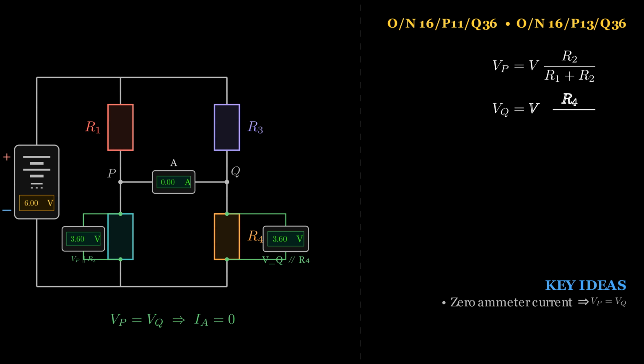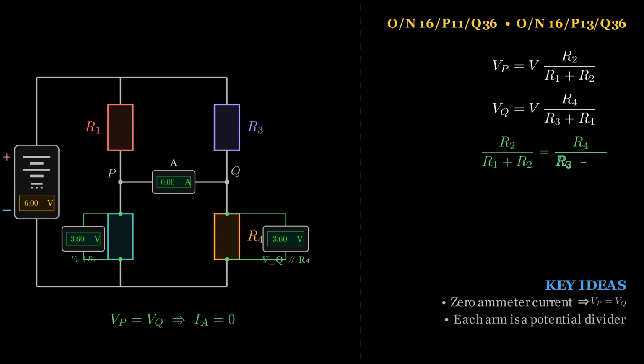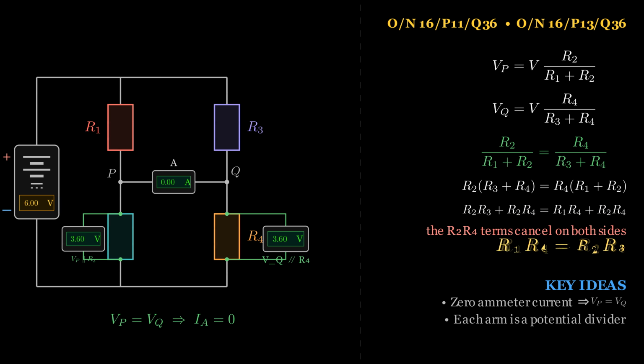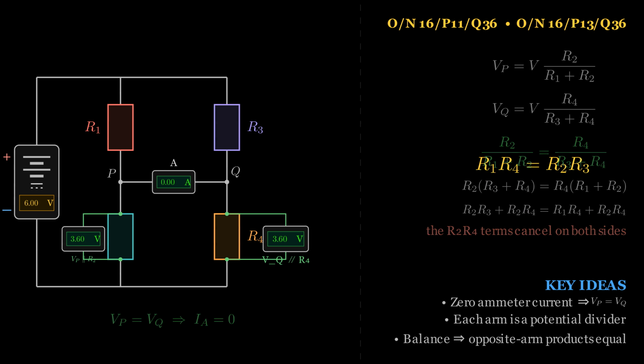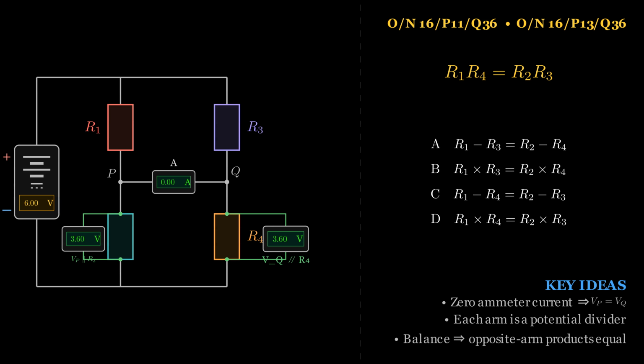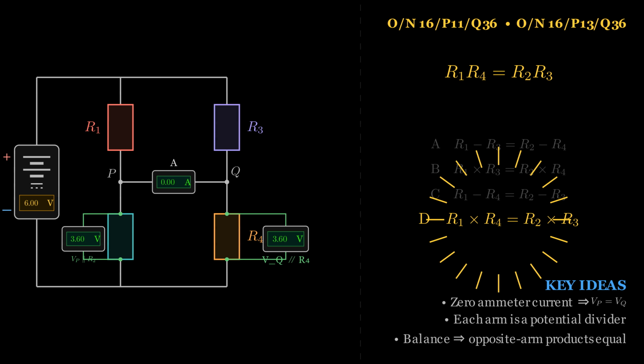Each arm is a potential divider. Equating ratios gives the balance condition. The R₂ R₄ terms cancel, leaving R₁ times R₄ equals R₂ times R₃. The correct option is D, R₁ times R₄ equals R₂ times R₃.